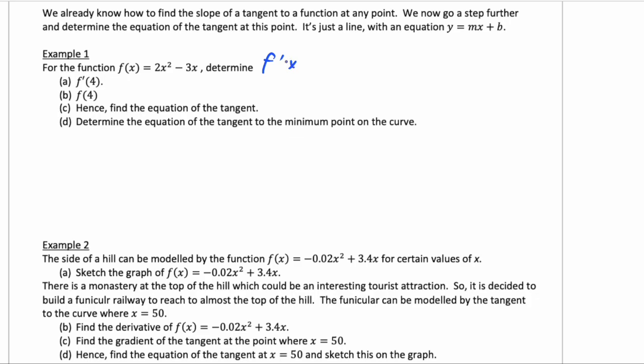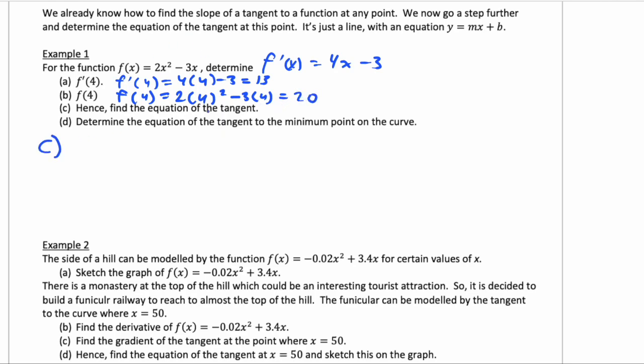The derivative is 4x minus 3, so then f prime of 4 equals 4 times 4 minus 3, which equals 13. The second one is just without the apostrophe, so that's just a regular 4 substituted into the regular function. So we'll have 32 minus 12, that equals 20.